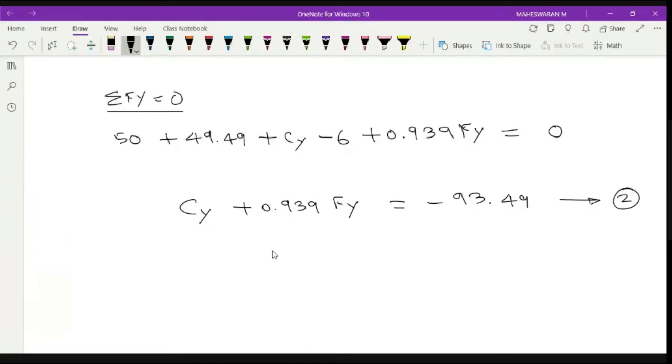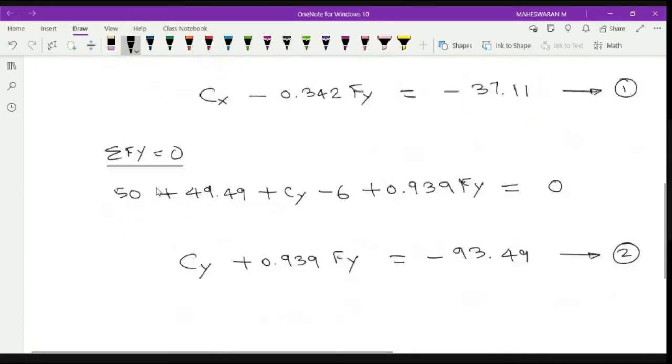So these are my two equations when I take forces. Any doubt up to this? No, sir.